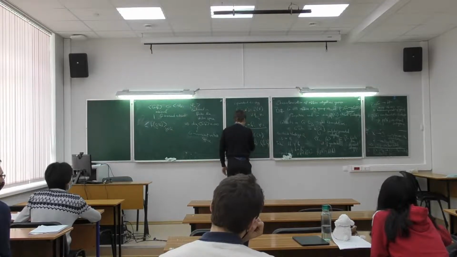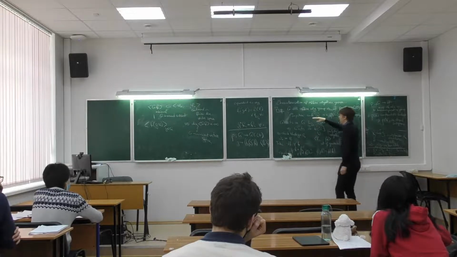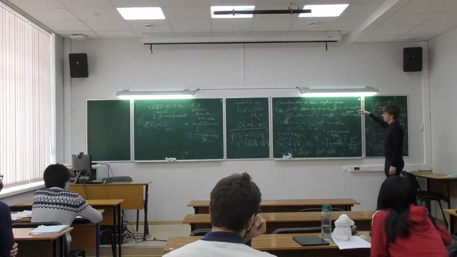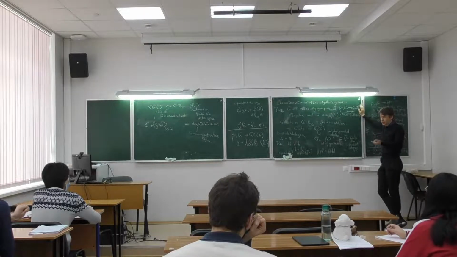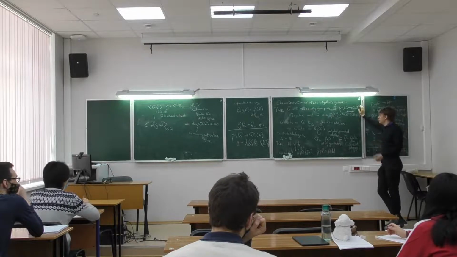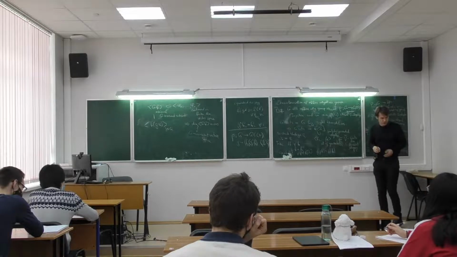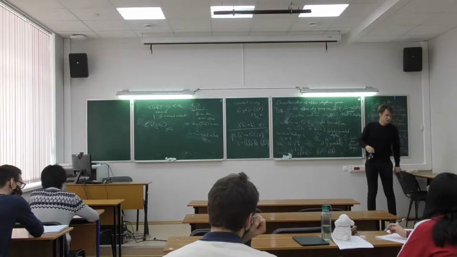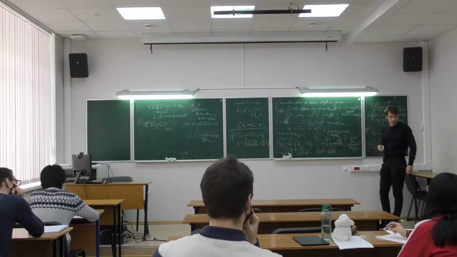Yeah, so the proposition is the following. If you have an affine algebraic group, that means it is an algebraic group which is an affine variety, then it can be embedded into the group of linear transformations as a closed subgroup. So it can be defined by a system of polynomials here.